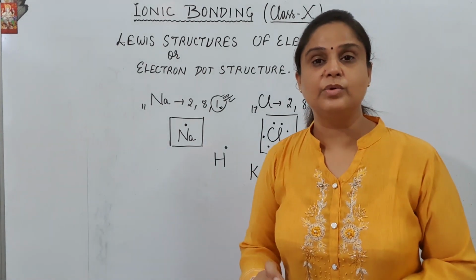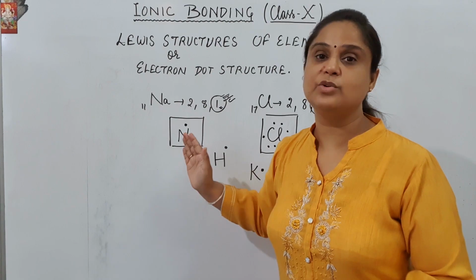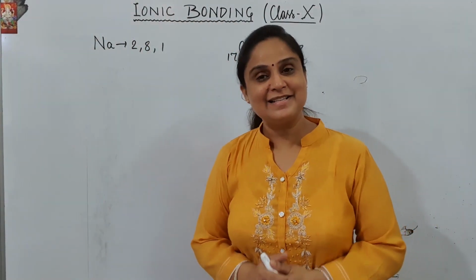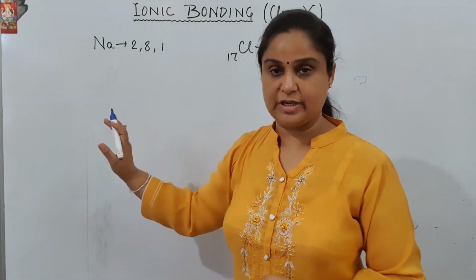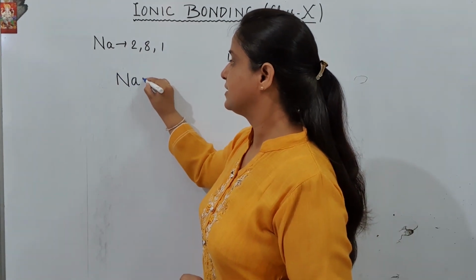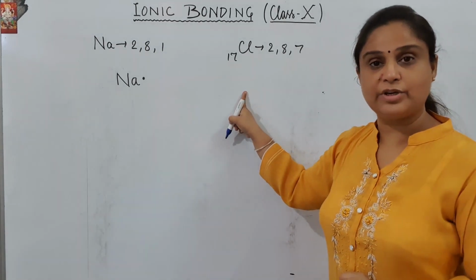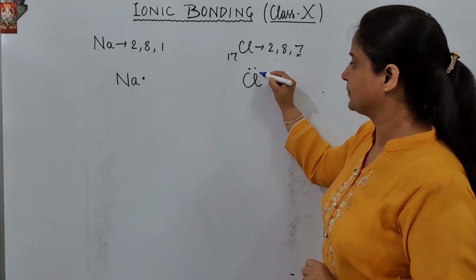Now let me tell you what is ionic bonding and how it is shown using the Lewis symbols. So are you ready for it? Now let us start the topic. I am drawing here the Lewis symbol of sodium, the symbol and its 1 electron. I am going to draw the Lewis symbol of chlorine also, that is chlorine and its 7 electrons.